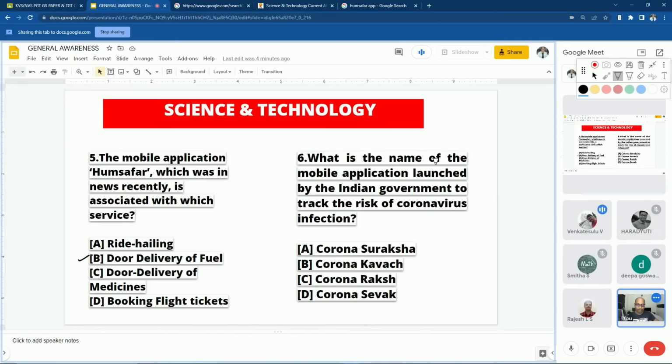Sir, what is the name of the mobile application launched by the Indian government to track the risk of coronavirus infection? Corona Suraksha, Corona Kavach, Corona Raksh, Corona Sevak. Option B is the right answer. Option B, Corona Kavach. Right.